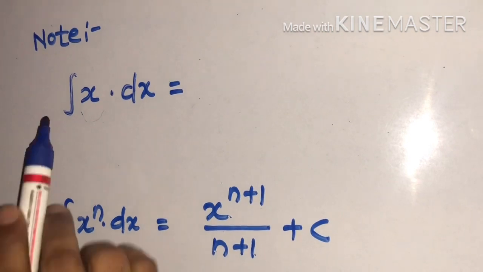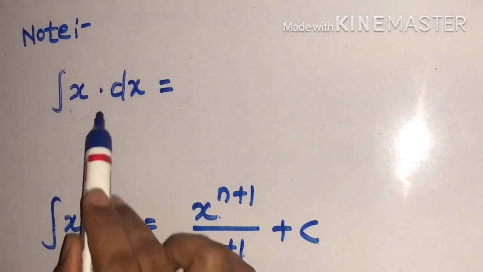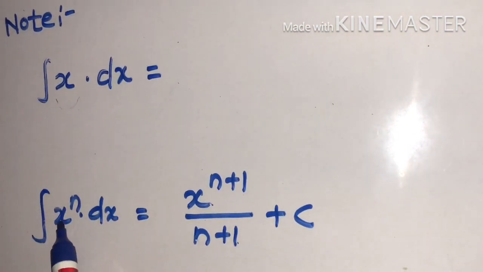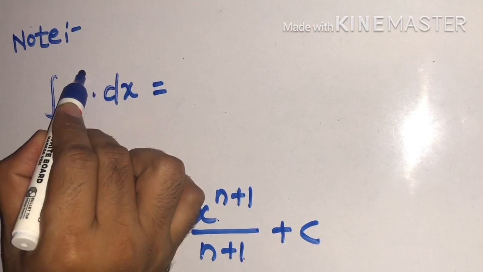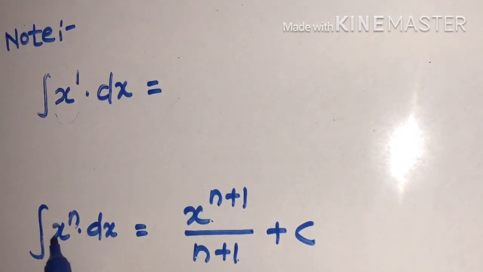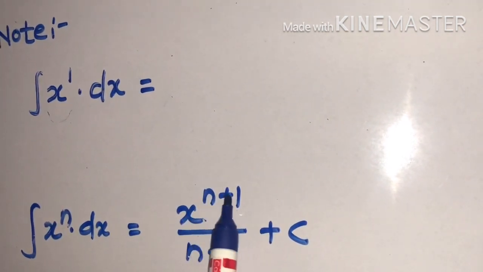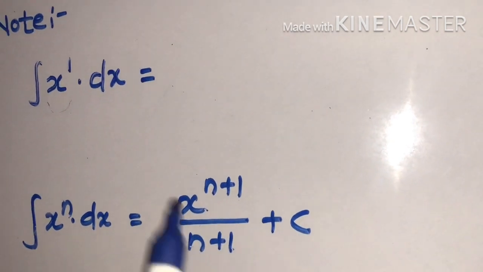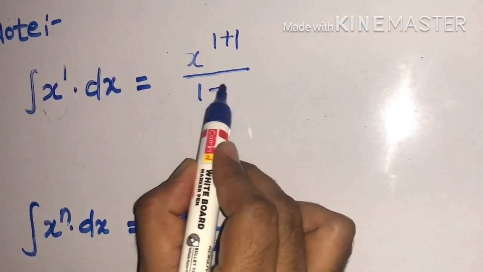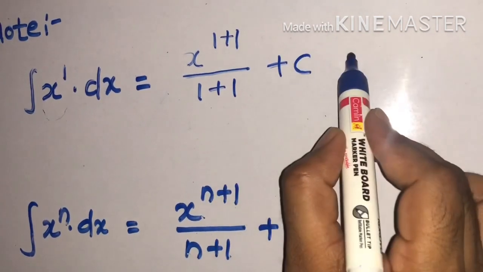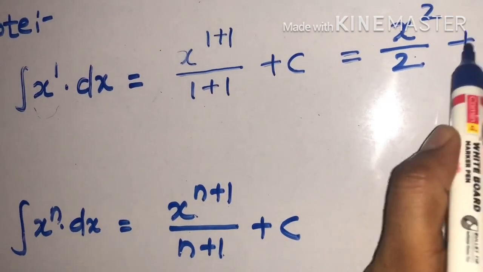Next concept is integration of x with respect to x, what will it be? Basically it is in the form of x raised to n. n is a number, so I can put 1 over here. So it will be in the form of x raised to n. So its answer is x raised to n plus 1 upon n plus 1 plus c. So I can write here x raised to 1 plus 1 upon 1 plus 1 plus c, which is nothing but x square upon 2 plus c.